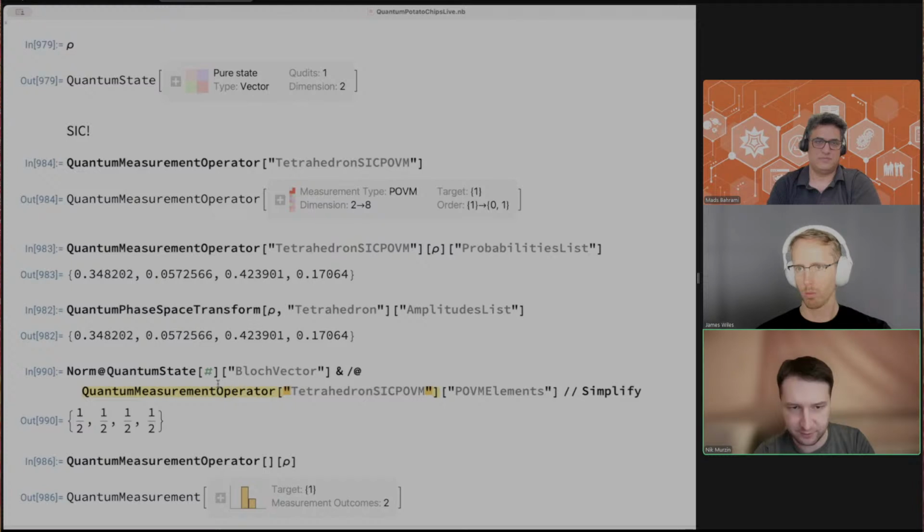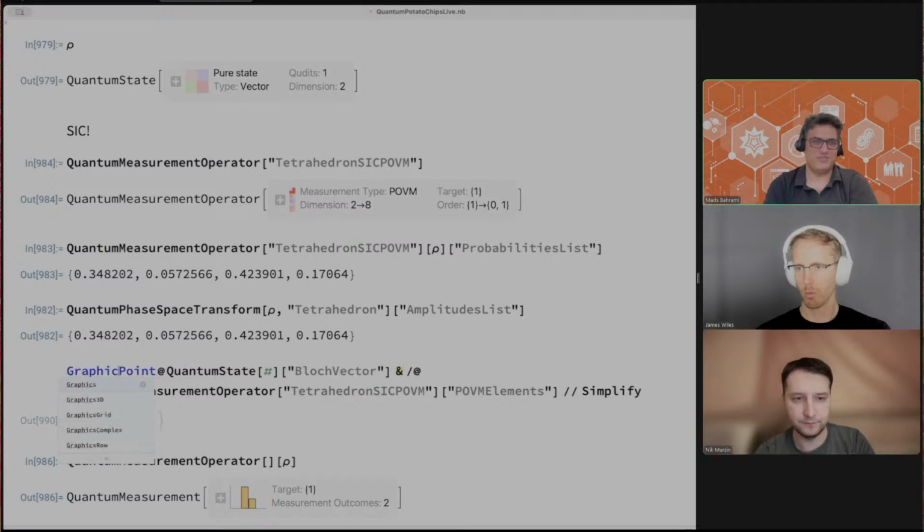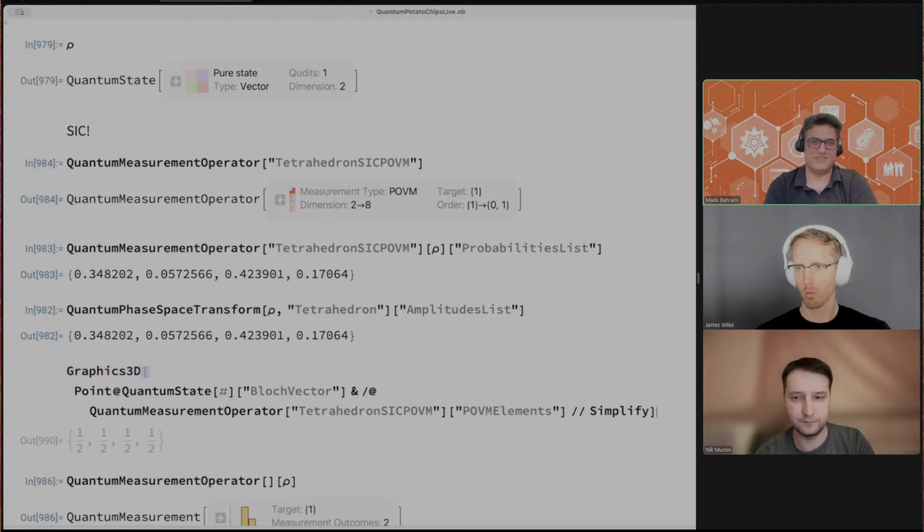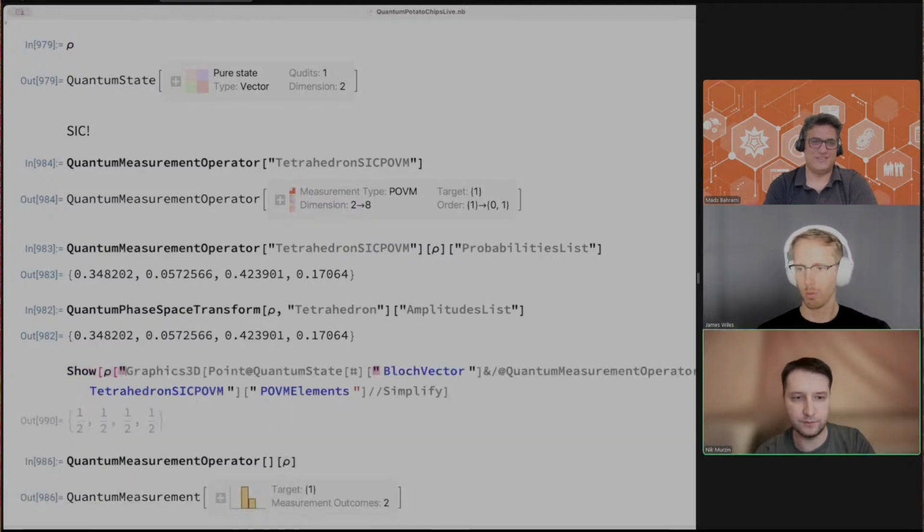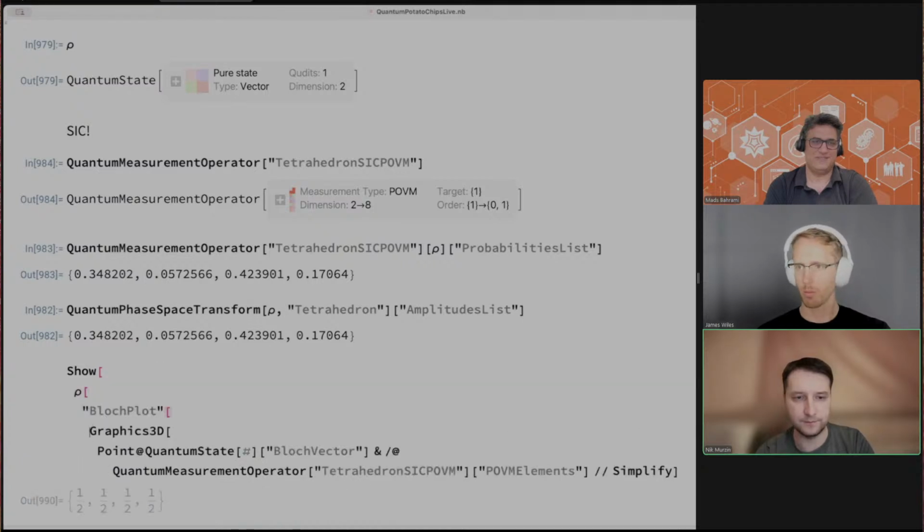For some different SICs, it may be different. Nick, instead of just showing the norm, let's show those points directly inside the Bloch sphere. You can make them Raptor as points and then graphics. Yeah. I'll just show the plot for this one.